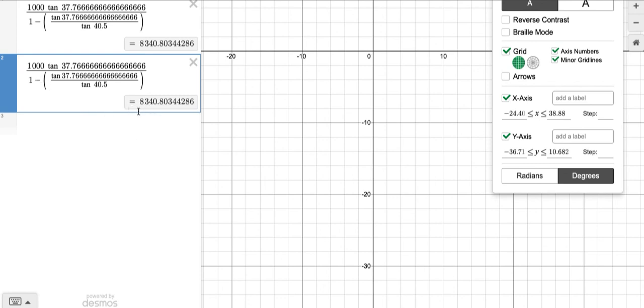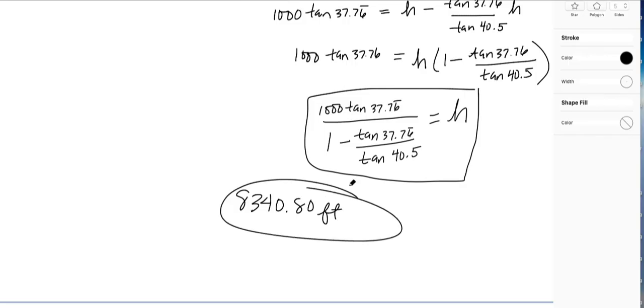So I don't know if you would like to do it the way I did it, or if you'd rather just put the values in there beforehand. But we get that the height of Mount St. Helens is 8,340, let's say 0.8 feet now. I think they wanted it that way, but that's okay.